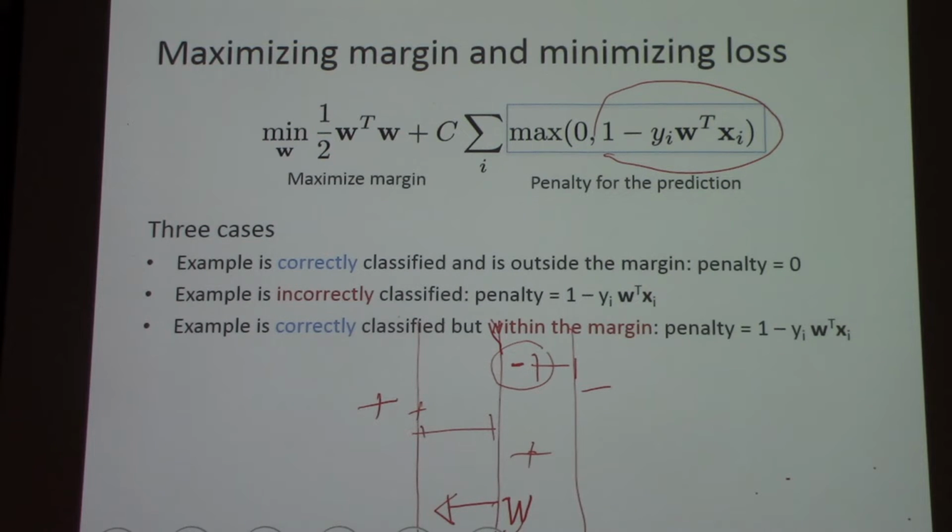How much is it missing the margin by? 1 minus y w transpose x. Because the max of 0 and 1 minus y w transpose x will be positive, and it will be 1 minus y w transpose x. So there are 3 cases.